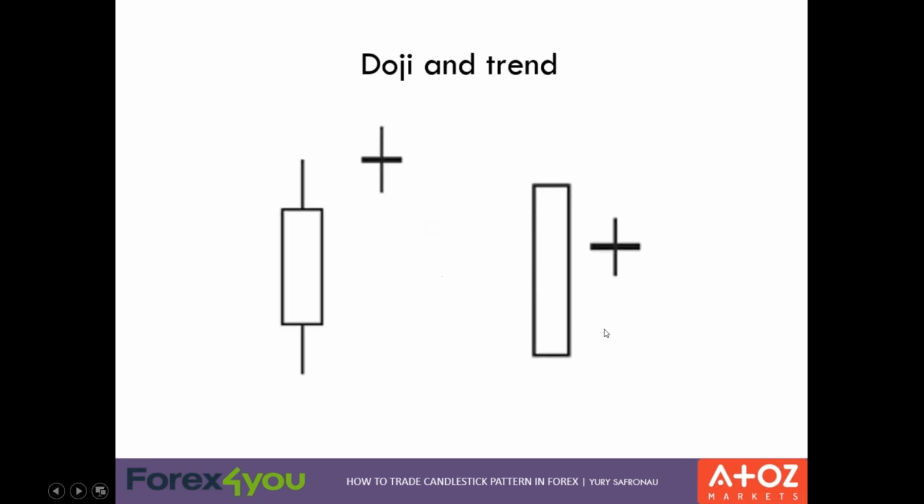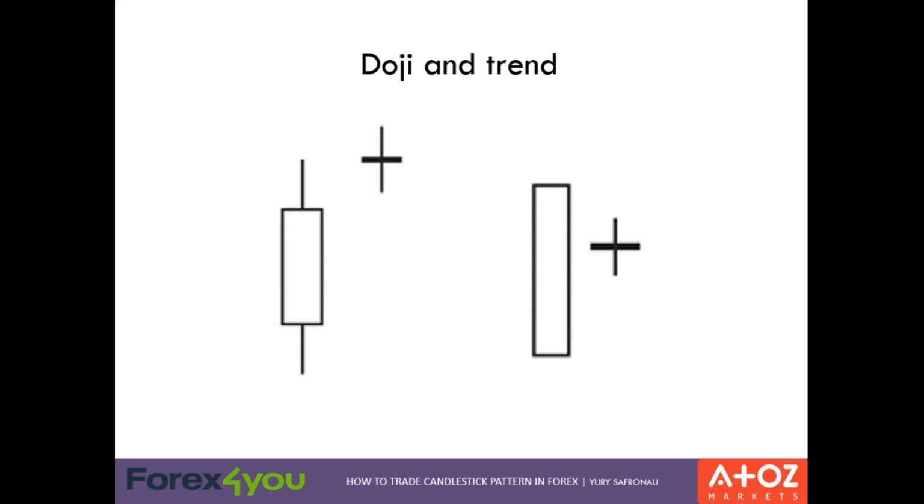So how should we use dojis? This example will show you how to use dojis with trend. The relevance of doji depends on the preceding trend or preceding candlestick. After an advance, a long white candlestick, a doji signals that the buying pressure is starting to weaken. After a decline or a long black candlestick, a doji signals that the selling pressure is starting to diminish.